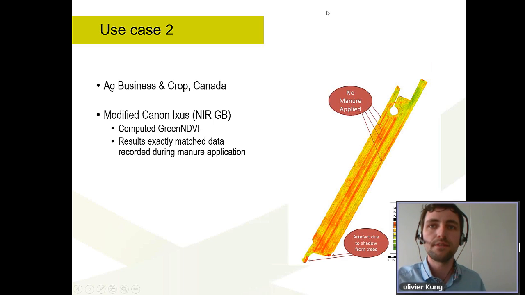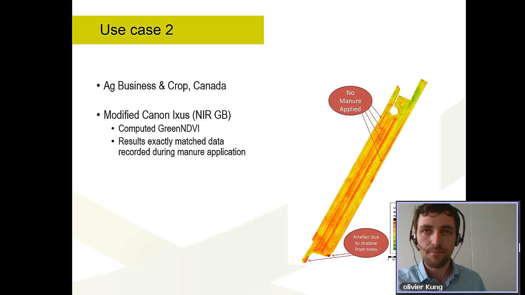Another use case from agribusiness, also in Canada, is using the modified Canon XS, which is a normal camera on which we removed a filter. And as you can see, this is near-infrared, green, blue, so it doesn't contain the red. So it could not compute a simple NDVI, but in that case, it was a green NDVI. And this application was about manure application, and the green NDVI indices were already enough to find a correlation between places where no manure was applied and where manure was applied on this field.